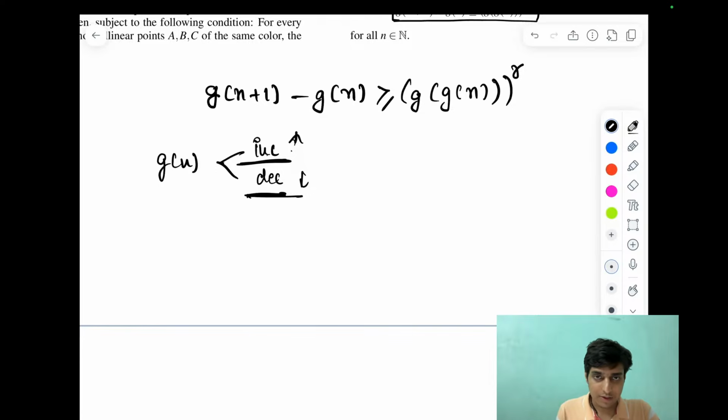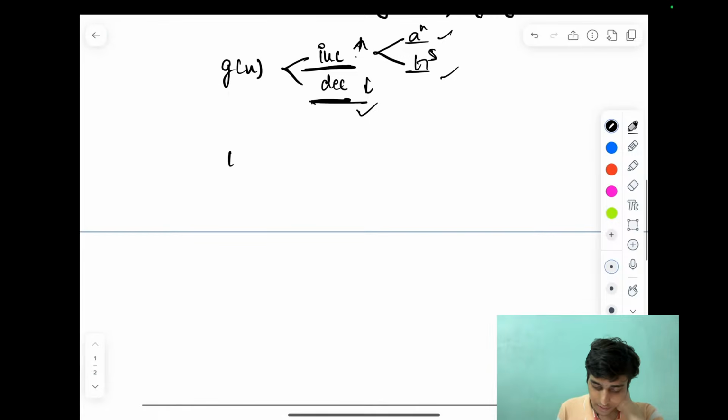And I can see one more thing, that increasing functions can be of two types. It could be n to the power s kind or a to the power n kind. These two are increasing functions. So we have to check for these two also whether the value satisfies or not. And then we have to check decreasing. So firstly, let's check the increasing function.